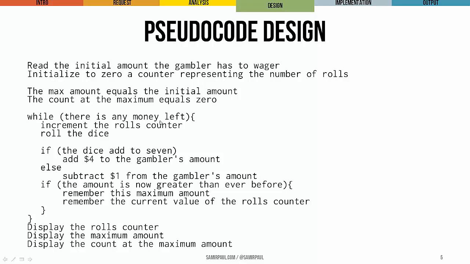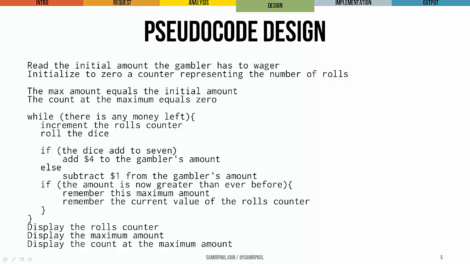Then, as long as we have any money left, we'll add one to our roll counter, roll the dice, which is actually get the random numbers, and then we'll do a little bit of math. We'll say, hey, if the dice add to 7, we'll add 4 to the gambler's total, and otherwise we'll subtract 1. Then we'll check to see whether we've hit a new max, and if we have, well, then we'll remember that maximum. We'll store that into our variable holding the maximum amount of money, and we'll remember how many rolls it took to get to this new maximum.